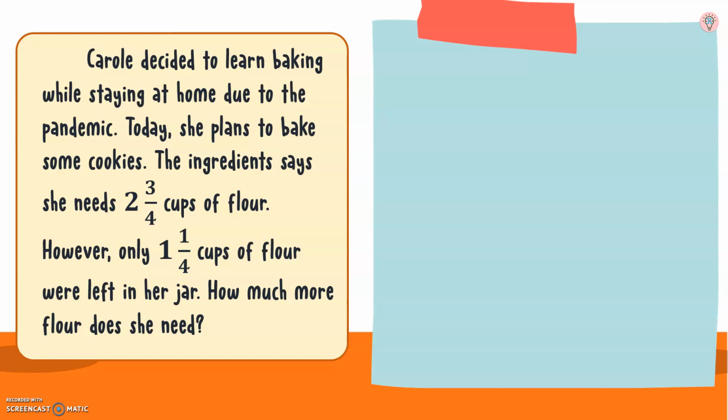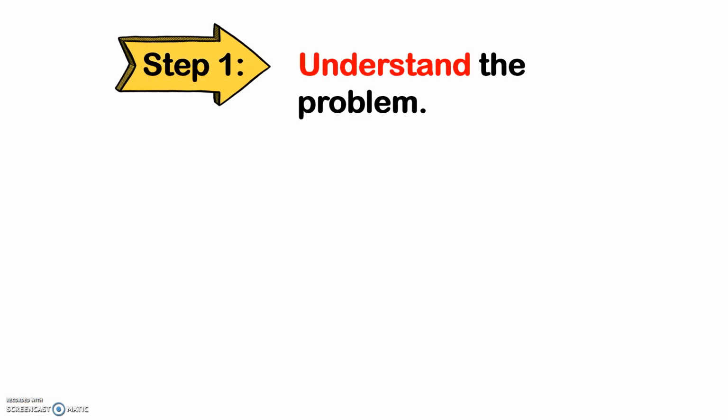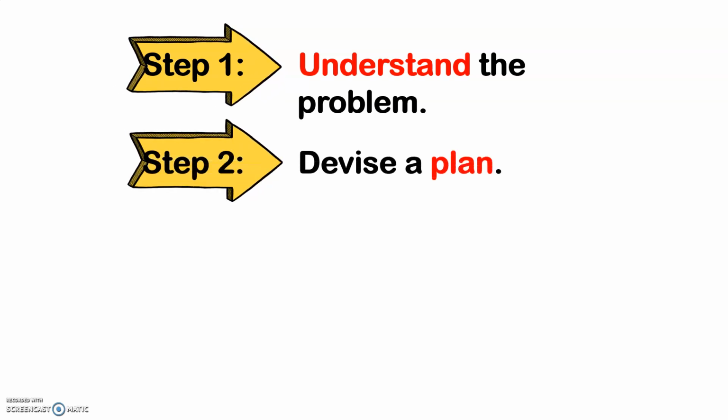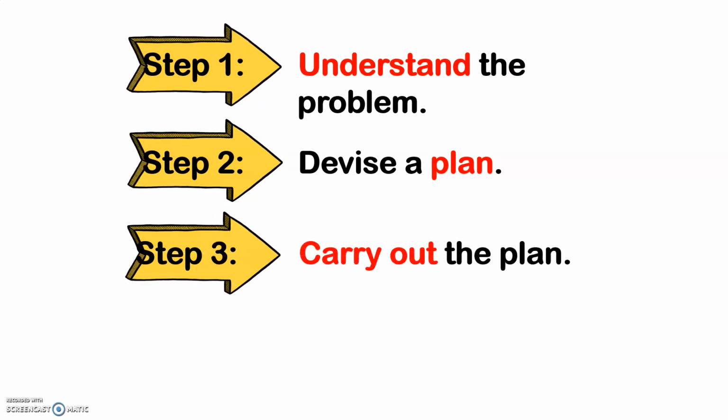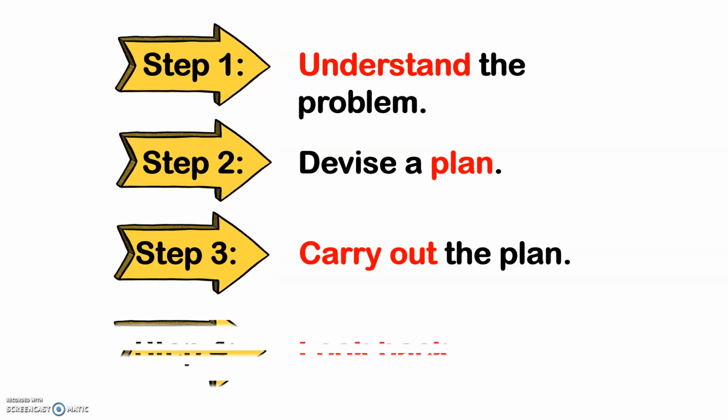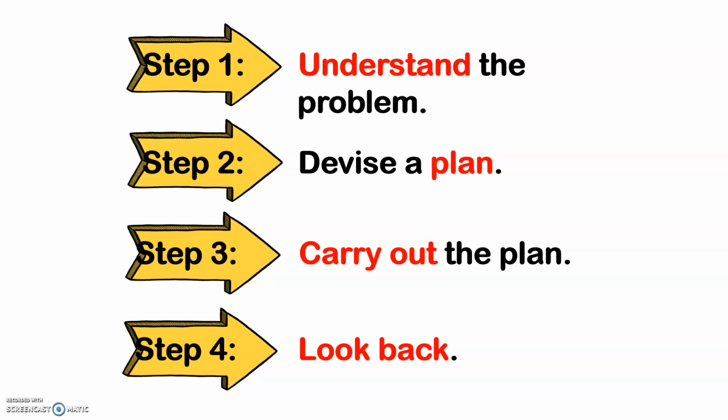Now let us recall how to answer word problems. In solving word problems, the first step is to understand the problem, which means we will identify what is asked in the problem, also the given facts, and the operation that we will use. Afterwards, we devise a plan. This is when we create our equation. And once we have our equation, we will carry out the plan or solve the problem. And lastly, we will look back to check and interpret our answer.